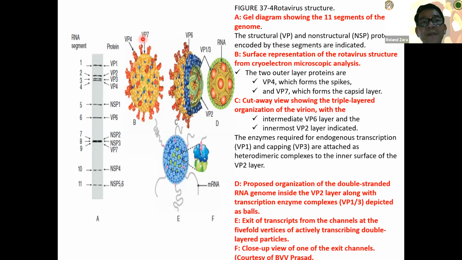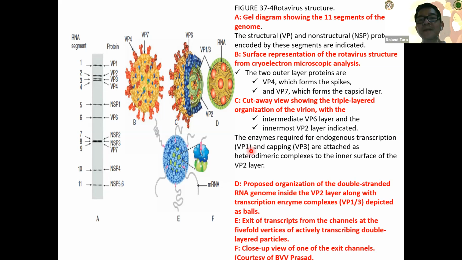Now, if you remove the outer capsid layer, you can see the intermediate VP6 layer. And the innermost layer is the VP2 layer. Your VP1 and VP3 are attached to your VP2. Nakadikit siya sa VP2. So VP1 and VP3 are attached to your VP2 layer.